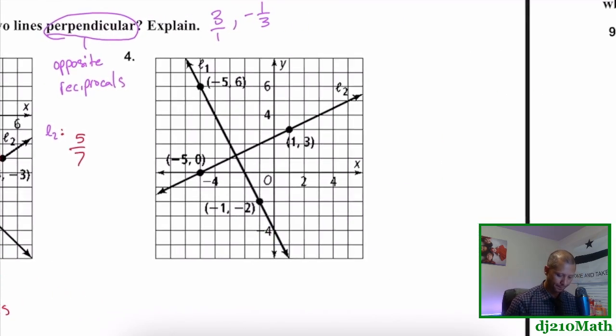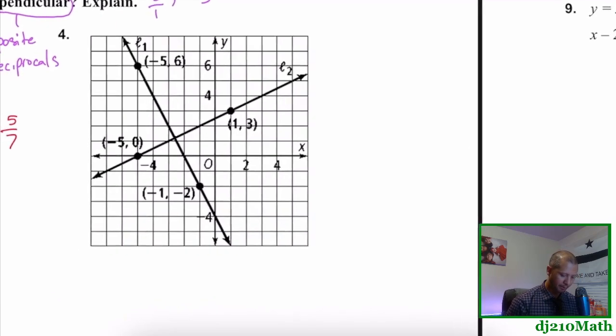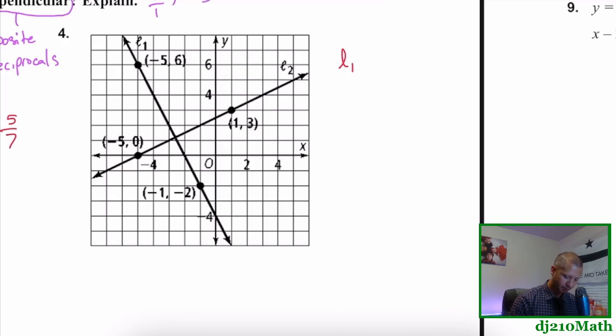On to number 4. Same idea. Looking at L1 first. So L1, we're going to go down, so negative. How much? 1, 2, 3, 4, 5, 6, 7, 8. So down 8, and then to the right, 1, 2, 3, 4. Negative 8 divided by 4 is negative 2. So the slope of L1 is negative 2.